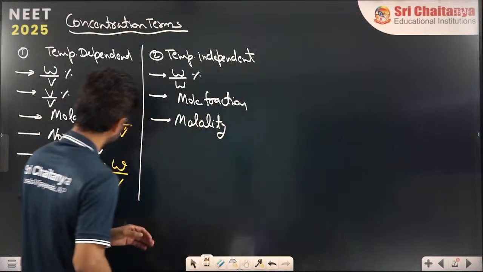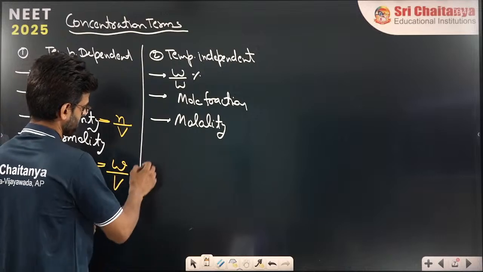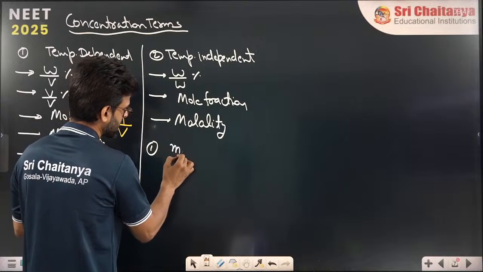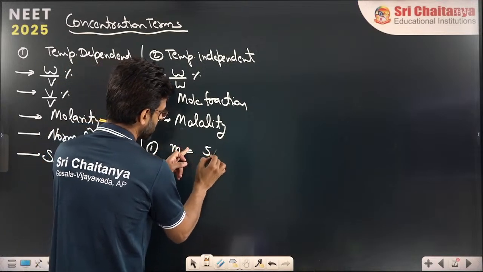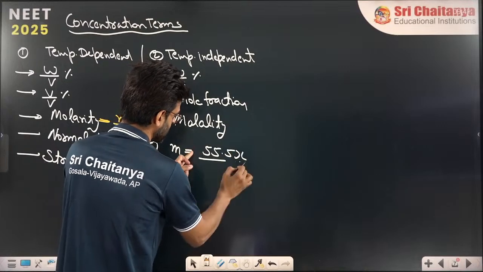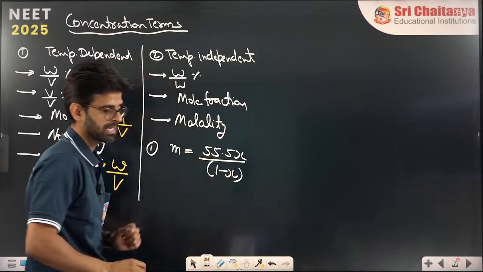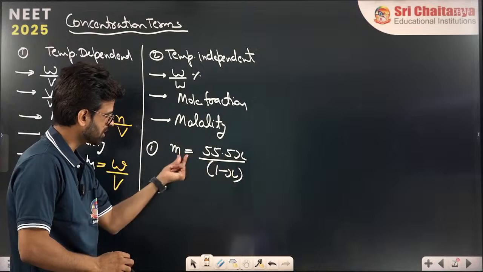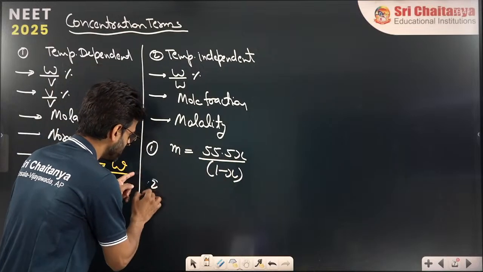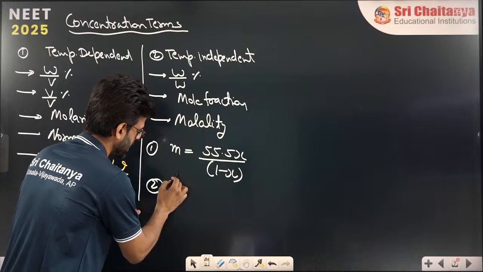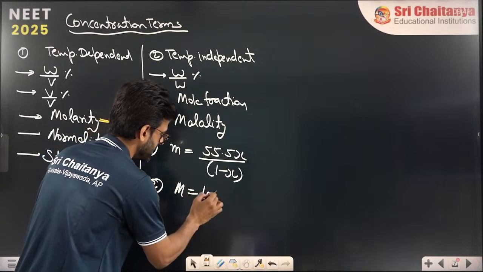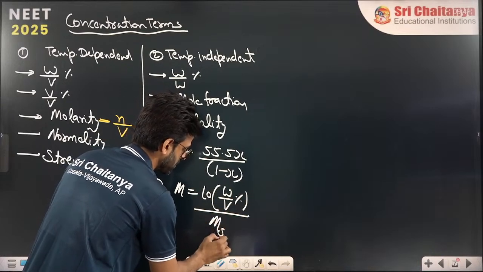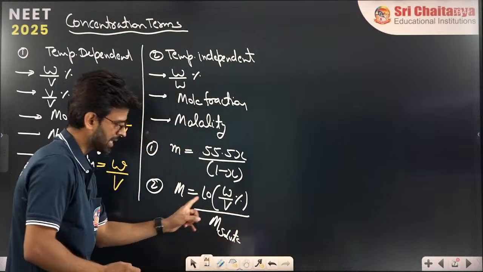Now the relationship is very important here, right? So I am writing some relationships. First relation I am writing here, look at this. I can say the mole fraction and the molality. The formula is 55.5 x divided by 1 minus x. X is the mole fraction of solute, right? This way you can get from mole fraction to molality very easily. The second thing, you can take molarity. Molarity is 10 into weight by volume percentage divided by molar mass of solute, right? The second short formula.